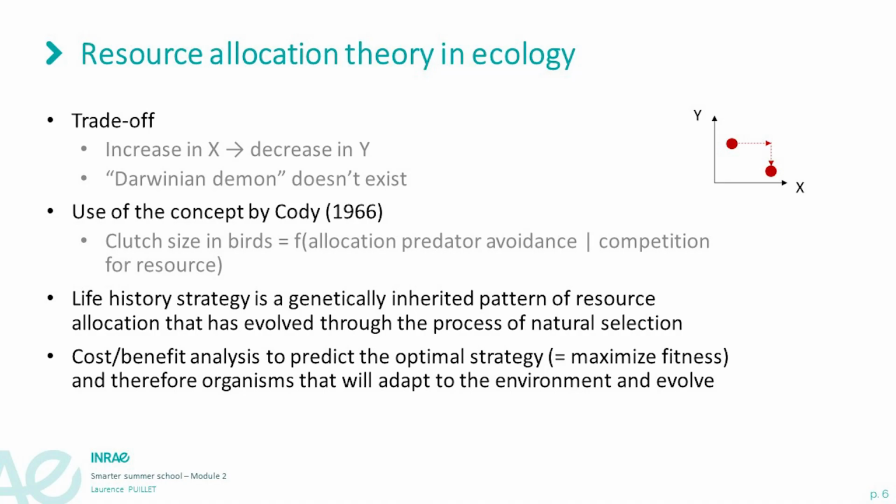So life history strategy is a genetically inherited pattern of resource allocation. You're able to survive in an environment because you belong to a species that has been selected in this environment, and you come with this allocation strategy. And there are some cost benefits to see which strategy is the more optimal in an environment. But generally, everything is about maximizing fitness. So it's a bit like in genetics, when you want to have the best breeding value or maximize the breeding value for an animal.